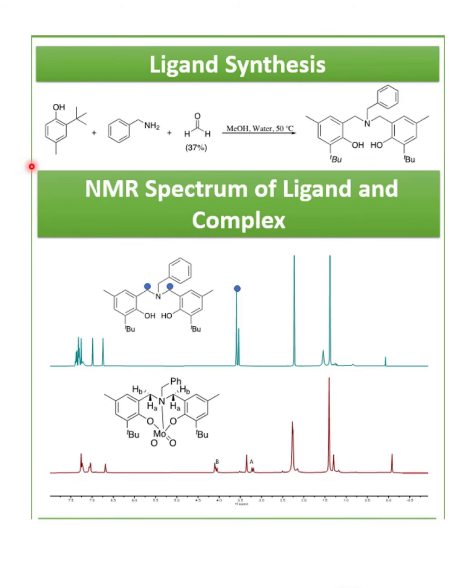We start our investigation by doing the ligand synthesis. So we go ahead and react 2-tert-butyl-4-methylphenol with benzylamine and 37% formaldehyde in methanol and water at 50 degrees Celsius to create our ligand. And once we have our ligand, we go ahead and react that with molybdenum acac to create our complex, as shown here. And what we do to confirm that we've made our products is use NMR spectroscopy, as shown here in this diagram.